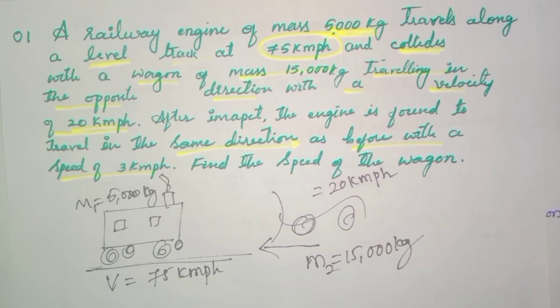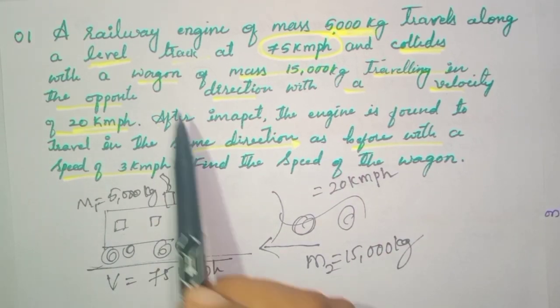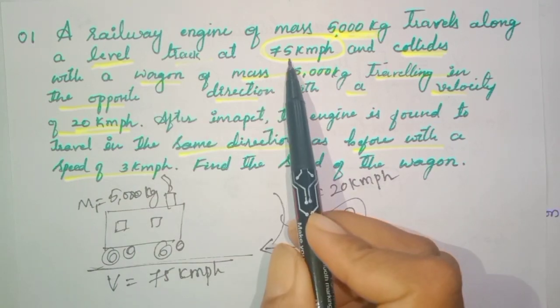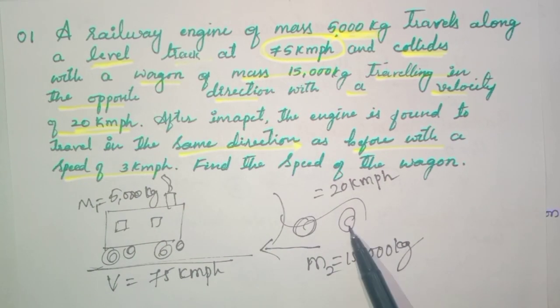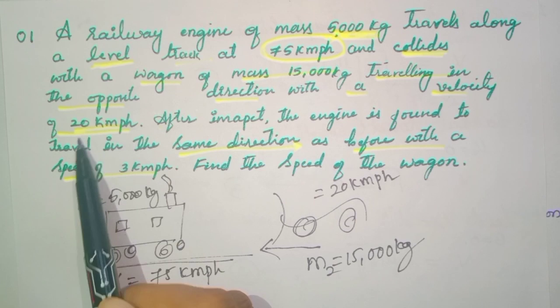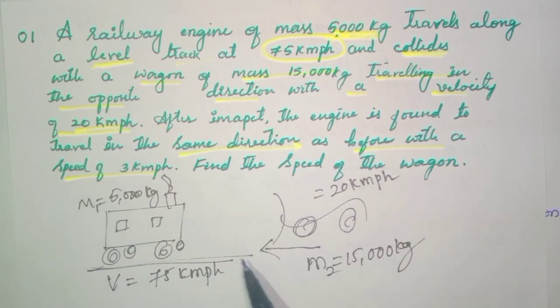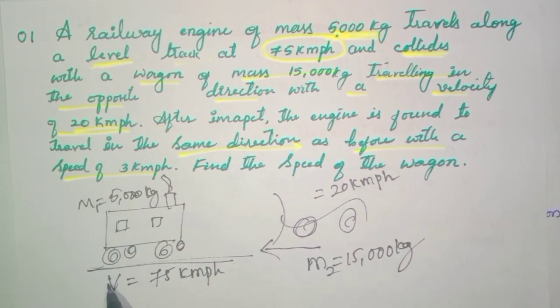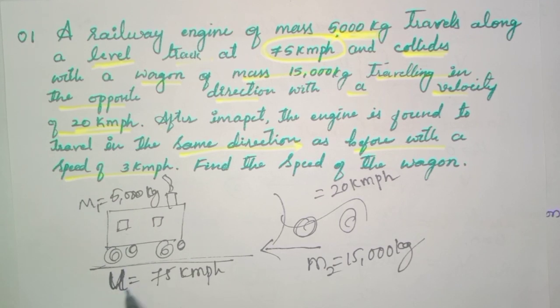Now you have to concentrate here. The railway engine is traveling with a speed of 75 km per hour and the wagon is traveling with 20 km per hour. So this velocity is considered as the initial velocity. I'll write it as u.